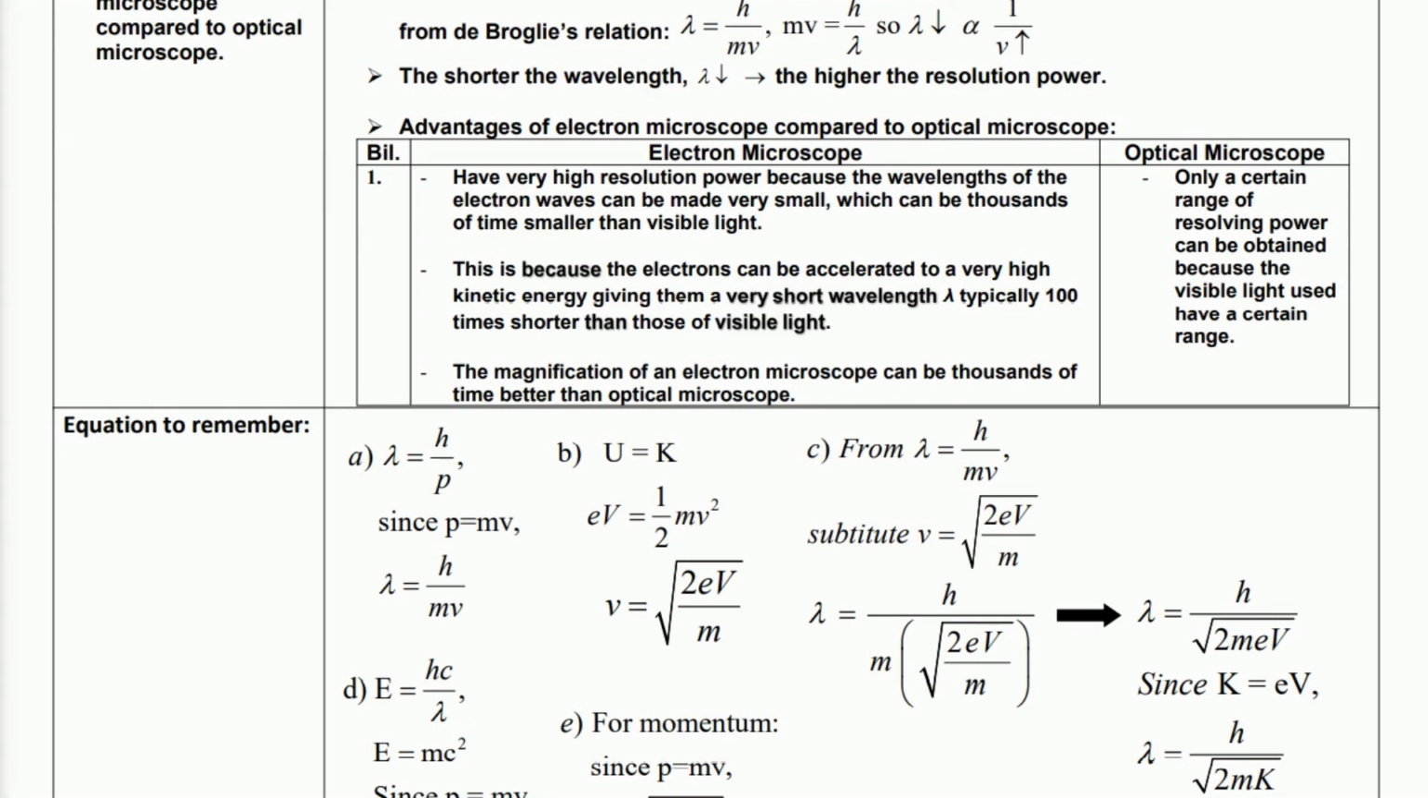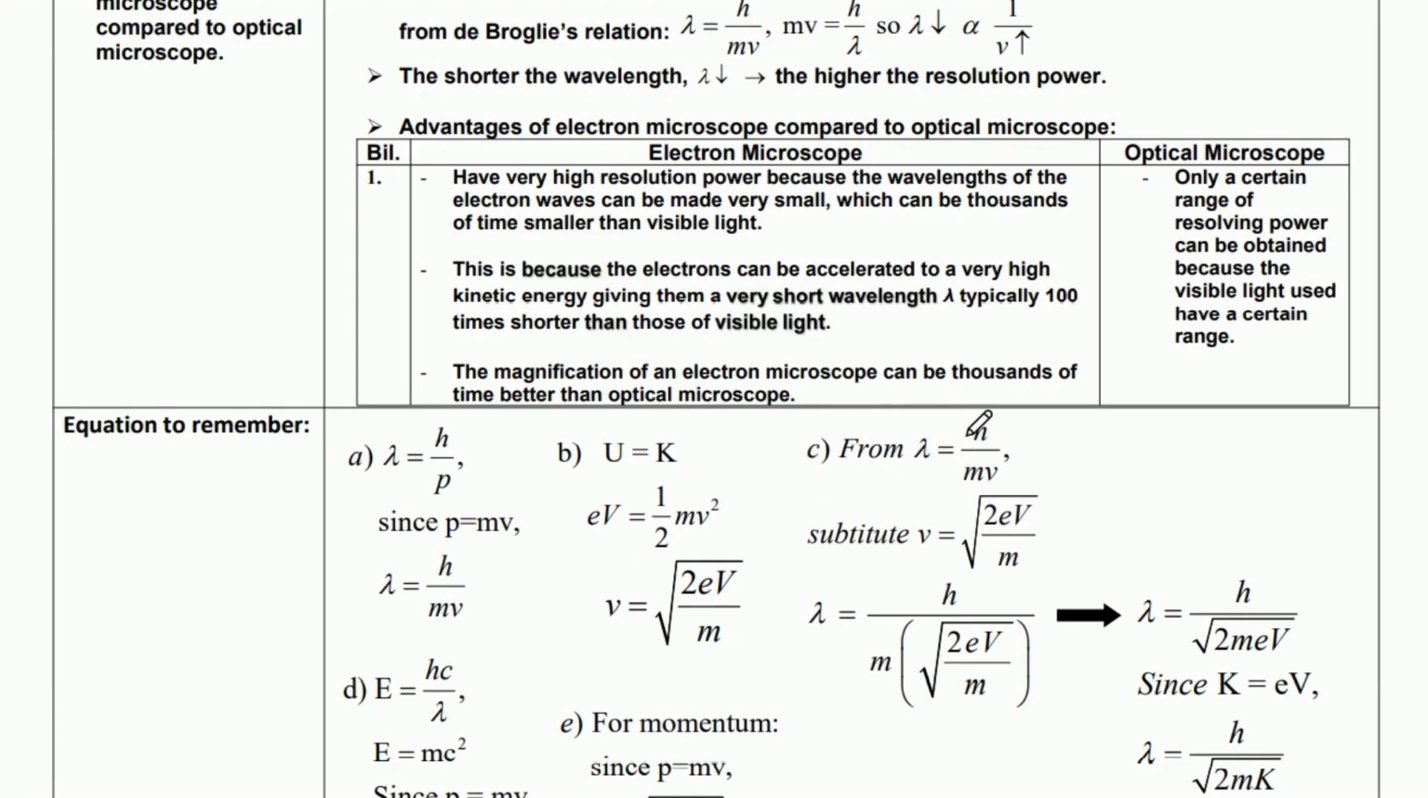Okay, alright. So ini adalah beberapa equation yang awak kena hafal lah dan kena ingat untuk kita menjawab topik ini dengan baik. Okay, so kena banyak buat latihan jugalah untuk topik ni. Okay, pertama. Lambda equal to h over p. So since p equal to mv, so lambda equal to h over mv. Okay, persamaan yang kedua. U sama dengan K. K adalah kinetic energy. Kinetic energy sama dengan eV sama dengan half mv squared. Okay, bila kita modify jadilah v, velocity, sama dengan square root 2eV over m.